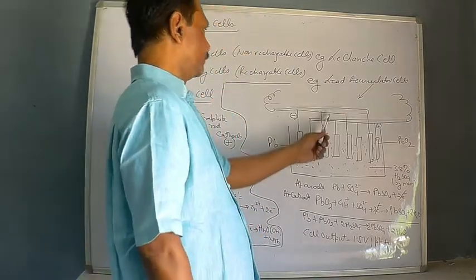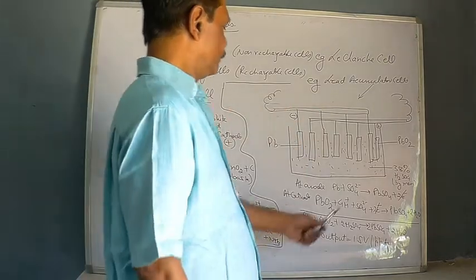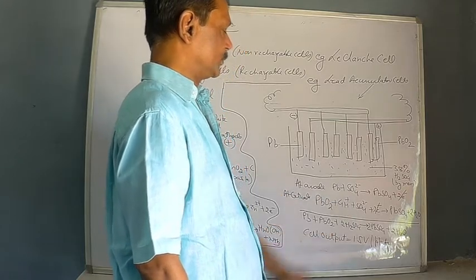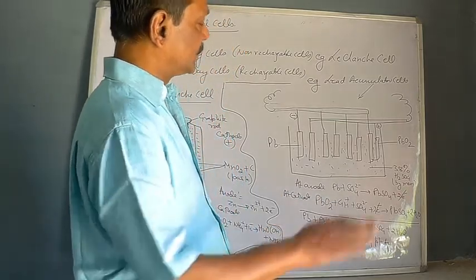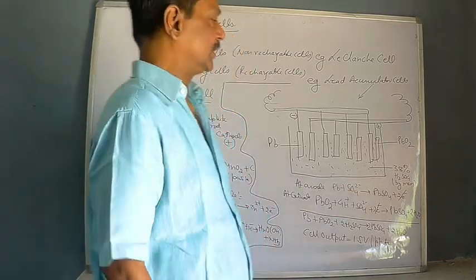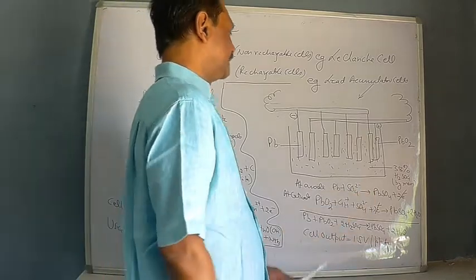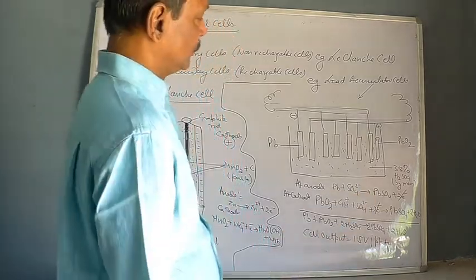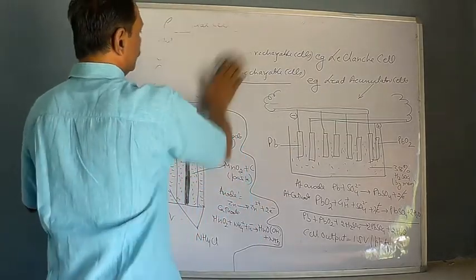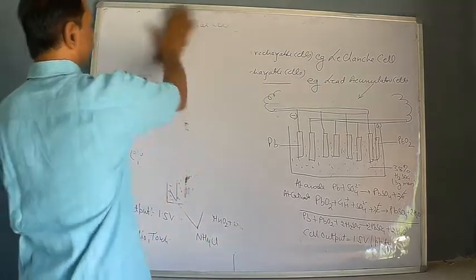This is your rechargeable cell. What happens during functioning of the cell? You see sulfuric acid getting consumed, the sulfate ions and H+ ions. So the density of sulfuric acid starts falling, and when the density of sulfuric acid falls, the cell requires recharging. So in the next topic, we are going to discuss recharging of the secondary cell, that is the lead accumulator cell.